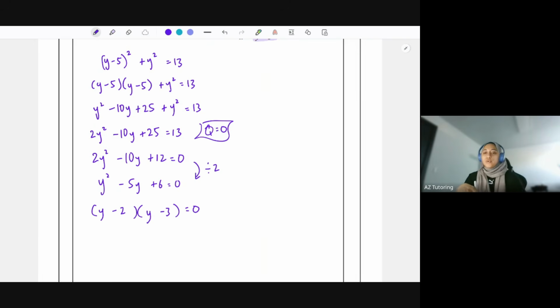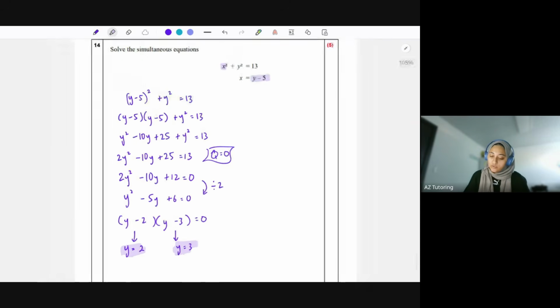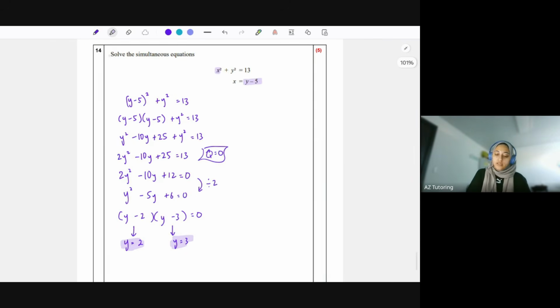If you do want to use the quadratic formula, you can. You'll still get the answers. So therefore, y equals 2 and y equals 3. We just take the opposite signs. So we found our two y values, but we've not finished the question. We're solving it, so we have to find both y and x.